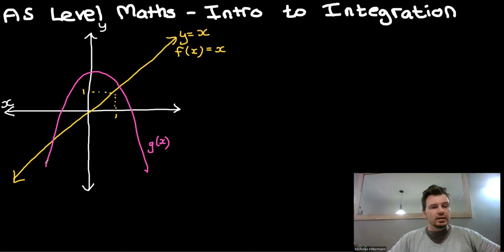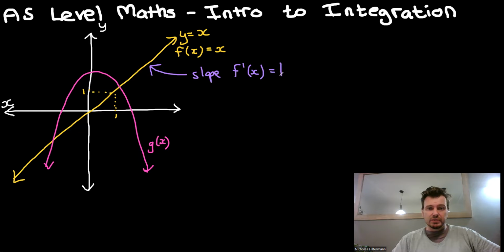Now, when we did differentiation, we were looking at finding the slope of a graph. And so if you wanted to find the slope of this graph, you would find f dash of x. And so it would look like that. And if f of x equals x, then f dash of x would equal 1. If you don't know how I did that, I'll put a link to the introduction to differentiation video in the link below. But you need to know that before we start with integration.